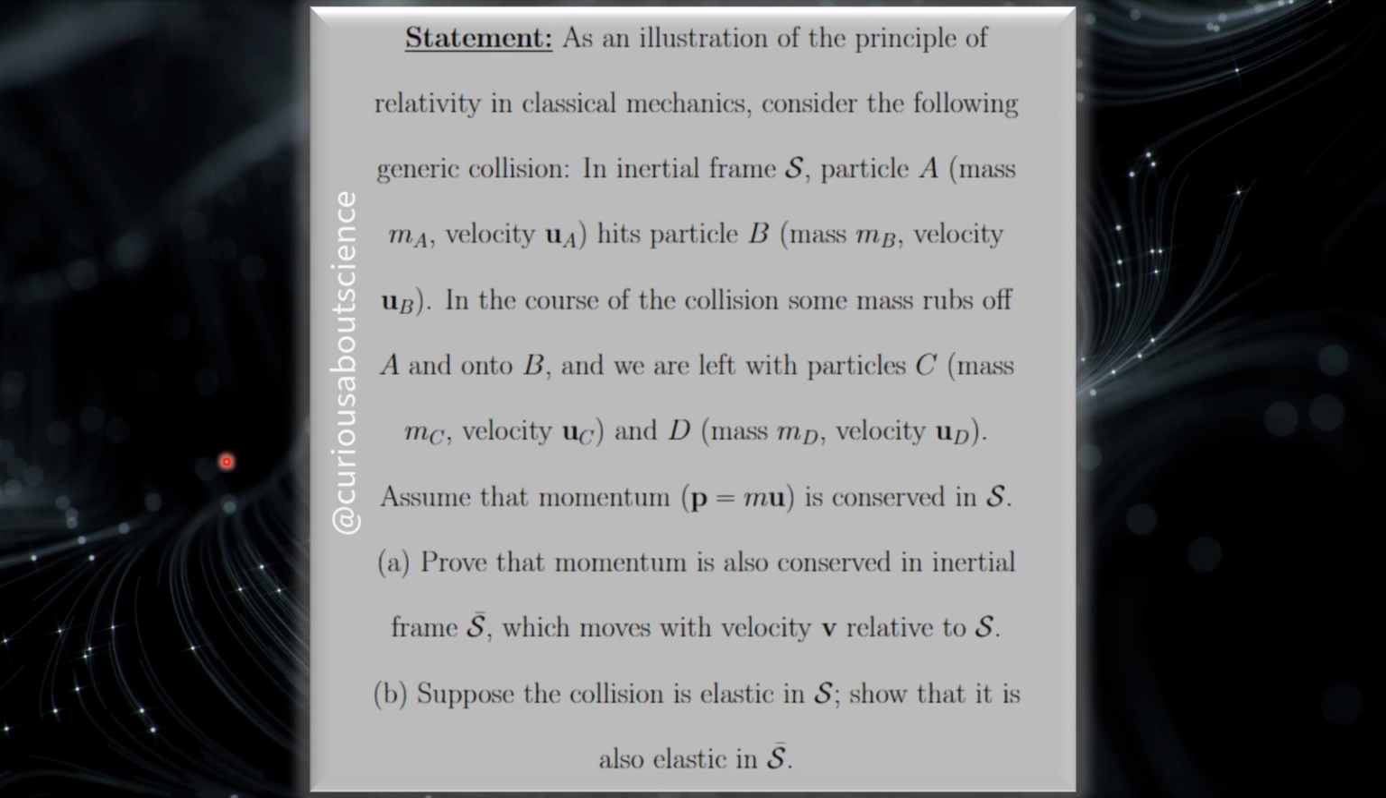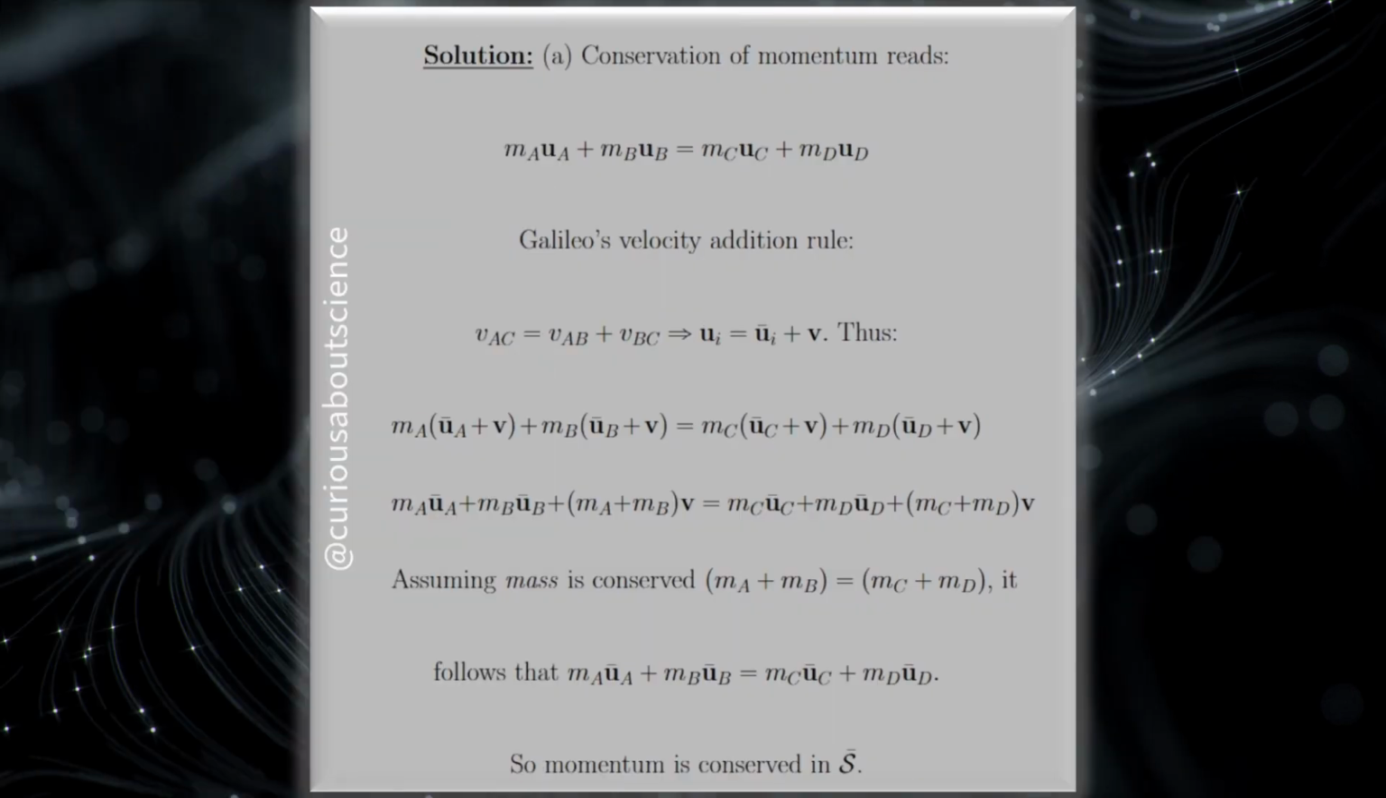Assume that the momentum P equals mu is conserved in S. A. Prove that the momentum is conserved in inertial reference frame S bar, which moves with velocity v relative to S. B. Suppose that the collision is elastic in S. Show that it's also elastic in S bar. All right, let's go on to our next. So our solution here is pretty cunning, but pretty straightforward.